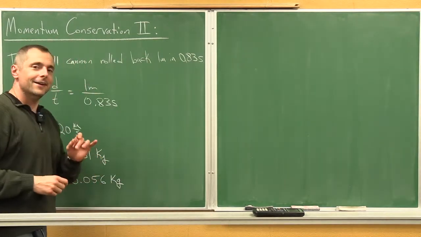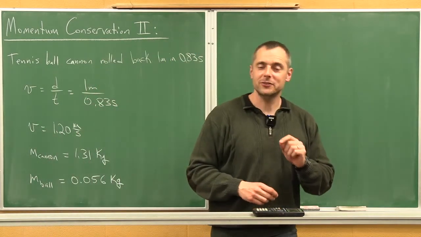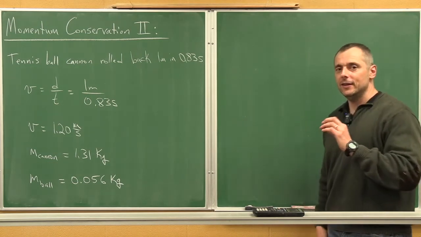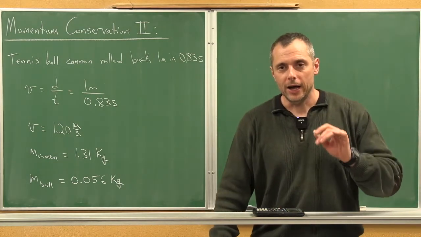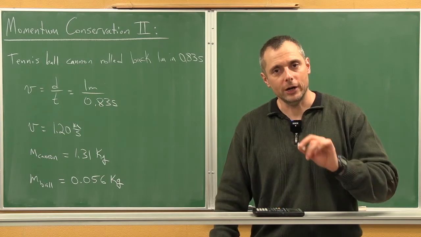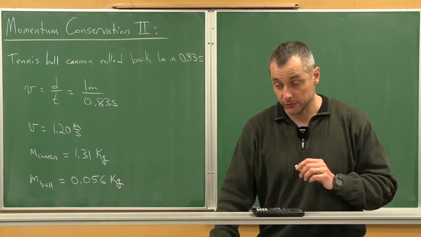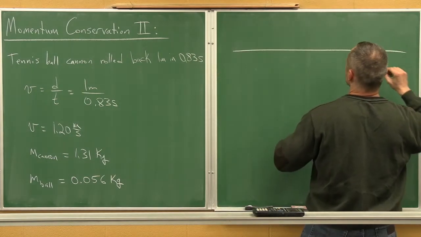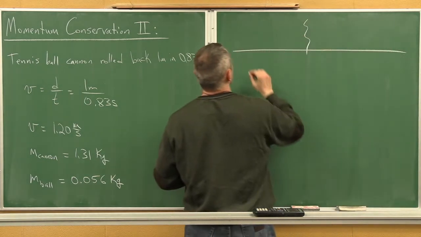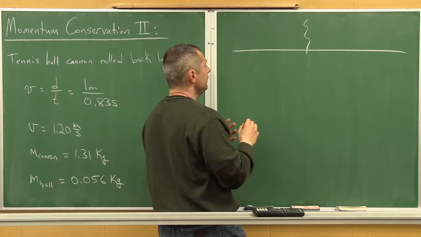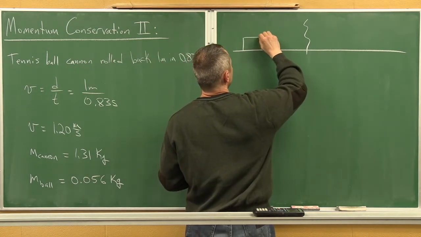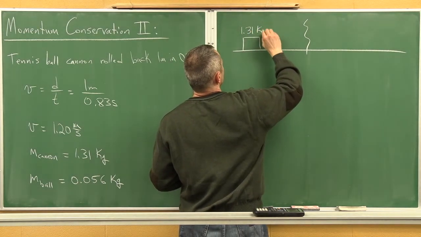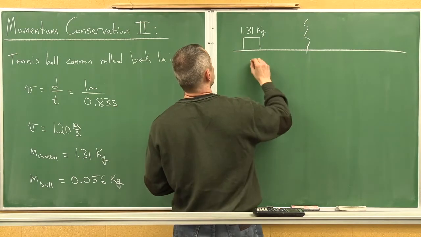Okay, so let's now use momentum conservation to figure out the speed of that ball. Remember I said in the previous video, I strongly recommend drawing a diagram with every momentum conservation calculation. So here is the situation, before and after. You don't need a fancy diagram. I don't need to draw the cannon. I could just do, again, boxes. It's just a schematic diagram of what's happening.